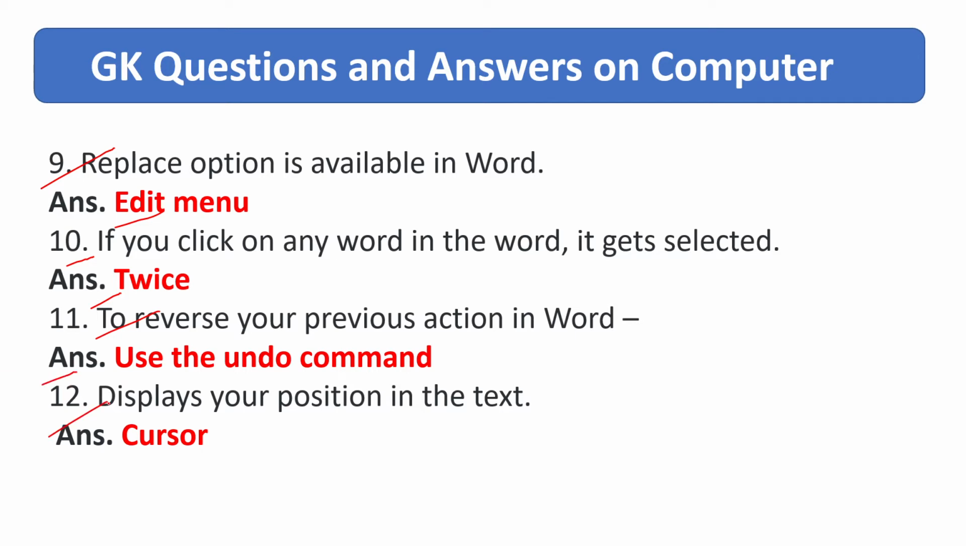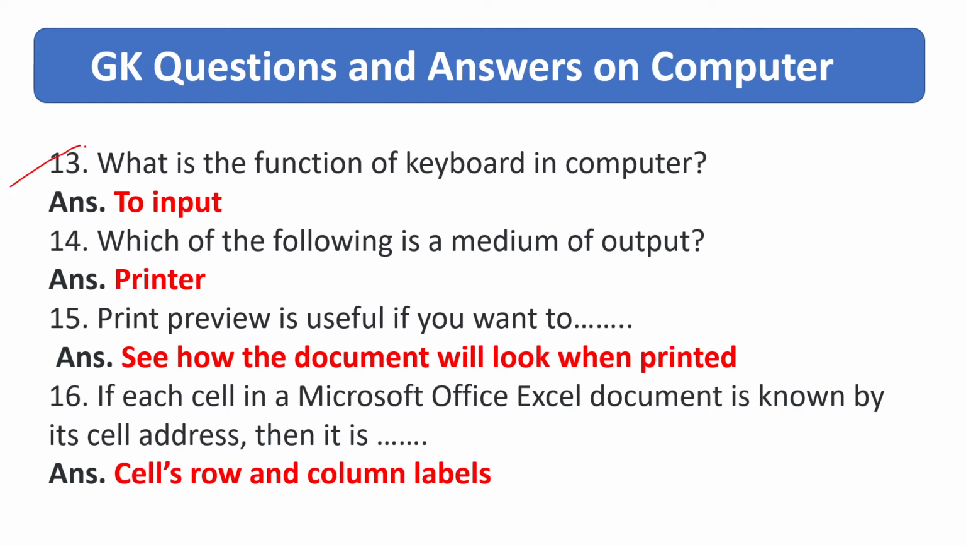Display your position in the text? Answer is cursor. What is the function of keyboard in computer? Answer is to input. Which of the following is a medium of output? Answer is printer. Print preview is useful if you want to? Answer is see how the document will look when printed.